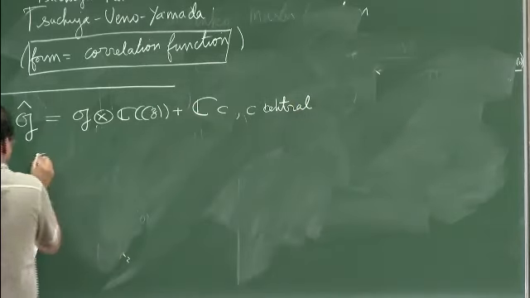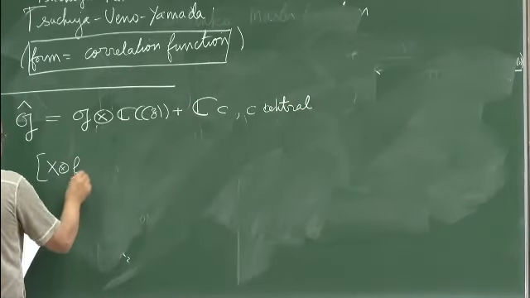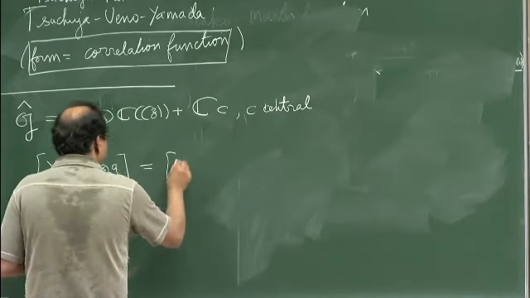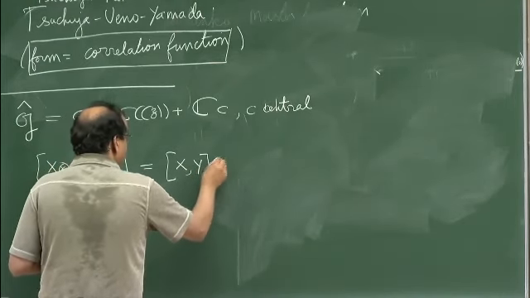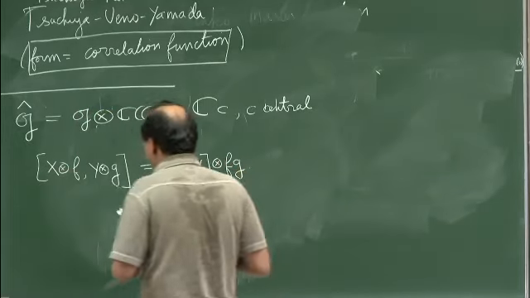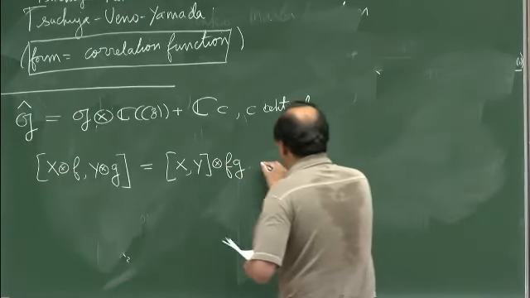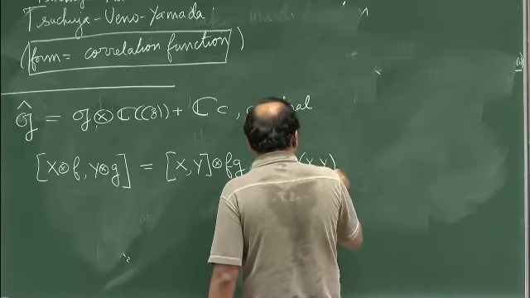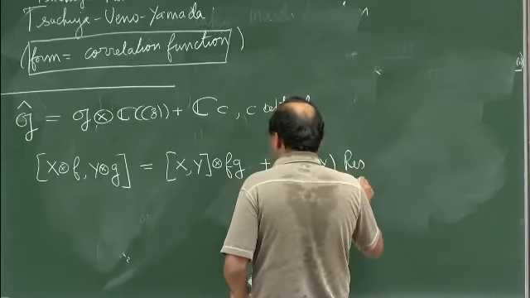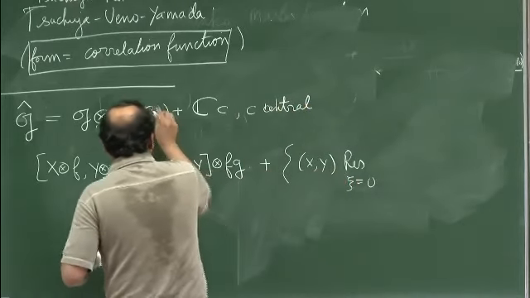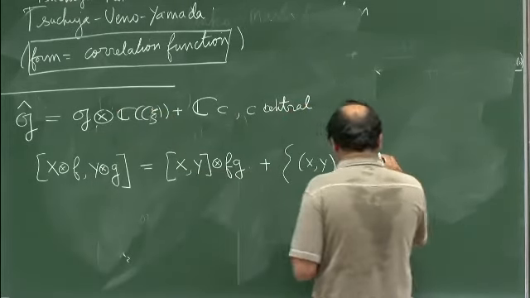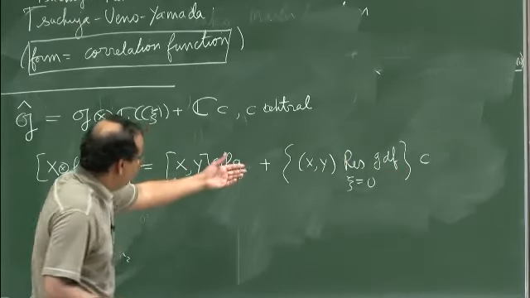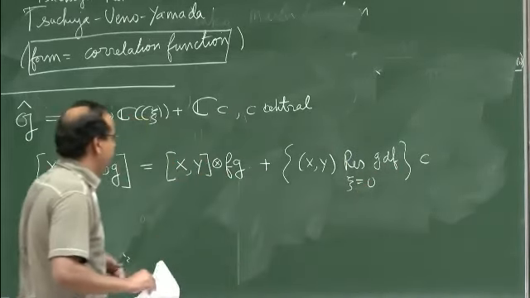and the Lie bracket is given by the following. X tensor f, Y tensor g equals the bracket of X and Y tensor fg, plus, of course, the pairing of X and Y times the residue of g df times C. Of course, this is the key term.